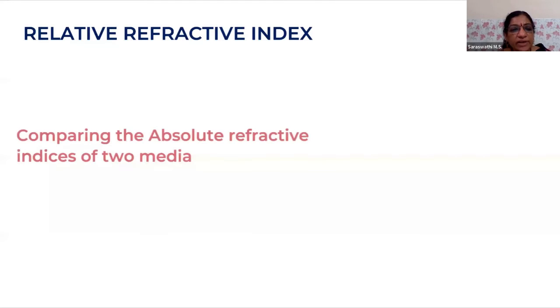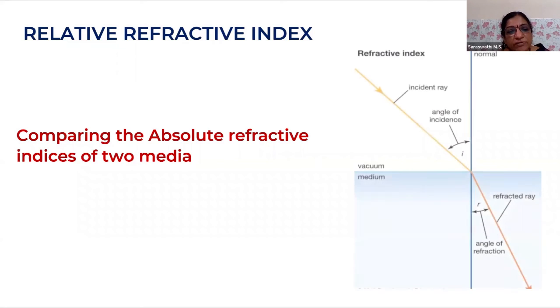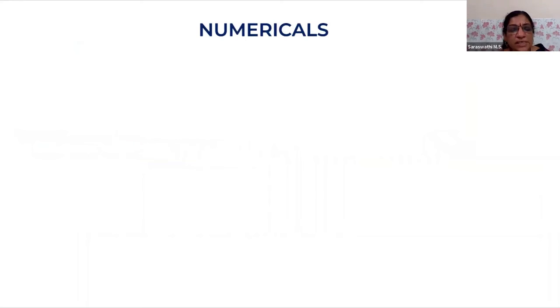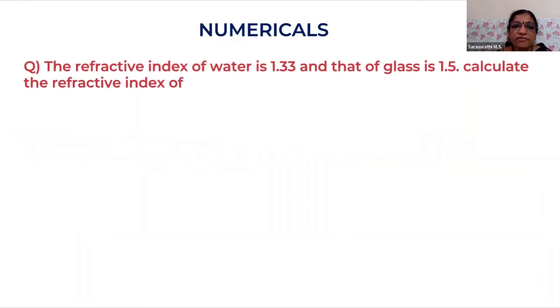Relative refractive index is comparing the refractive indices of two media. You compare the absolute refractive index, say, glass and water. Glass with respect to water: always the absolute refractive index of glass will come on top, and the absolute refractive index of water will come below that. So comparison of two absolute refractive indices gives you the relative refractive index of one medium with respect to the other.